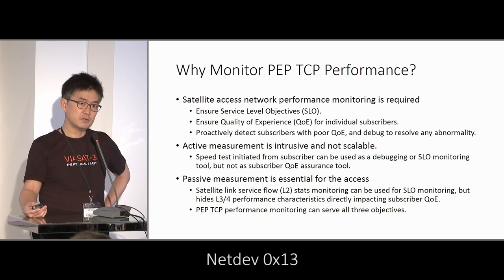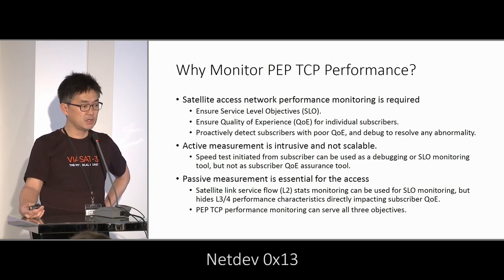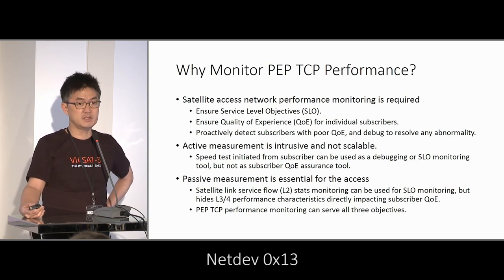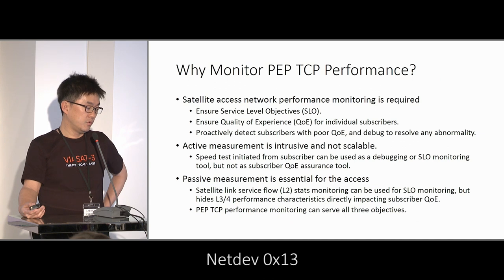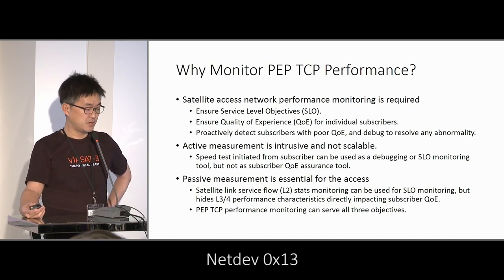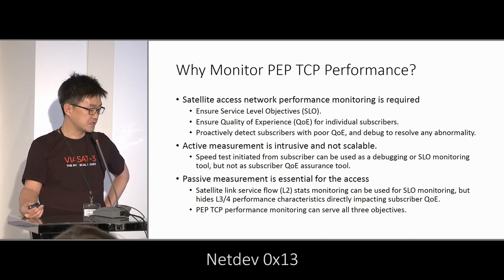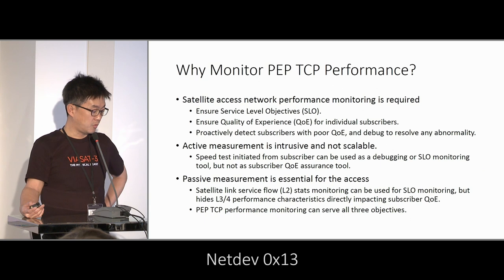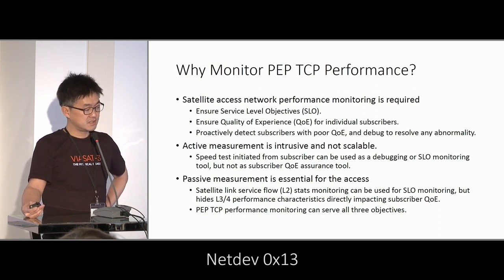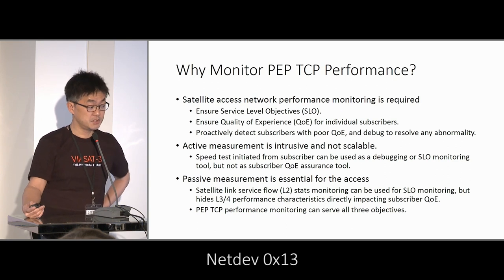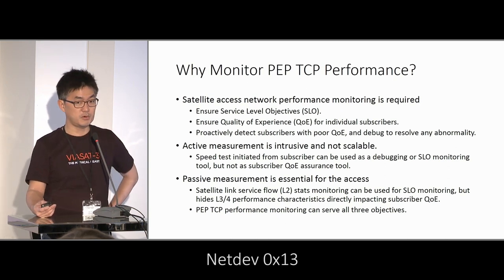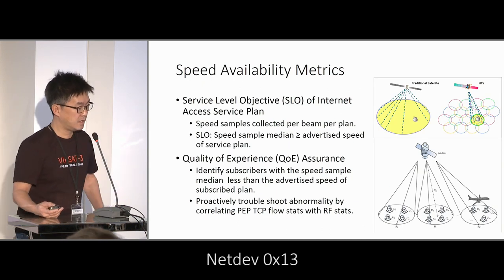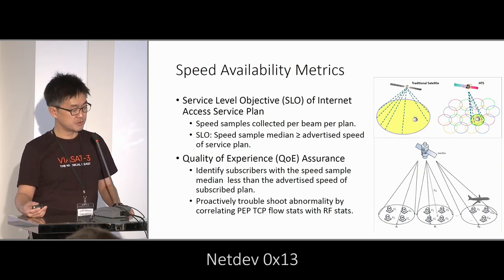Typically, we want transmission layer level statistics, because that's exactly what our customers see in terms of performance. And we also need layer two statistics. But when we marry those two, together with some physical layer statistics, we can debug our network much more easily. So that's exactly why we are using PEP, and why we are monitoring the TCP performance of the PEP.